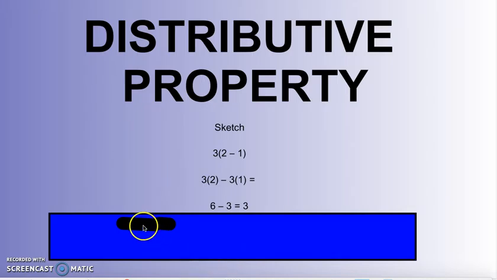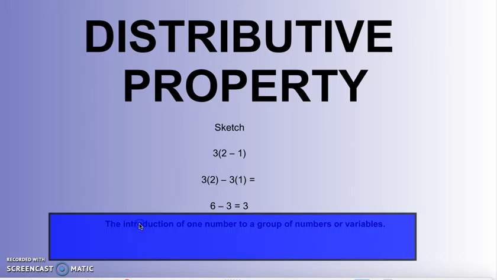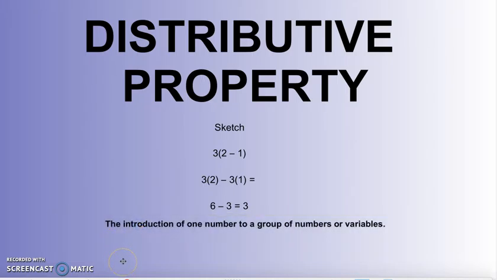Next one is distributive property. Here's a sketch. And remember the key word for distributive property? That should be part of your definition. Okay, if you had to introduce one number to a group of numbers or variables, then give yourself a star. Nice job.